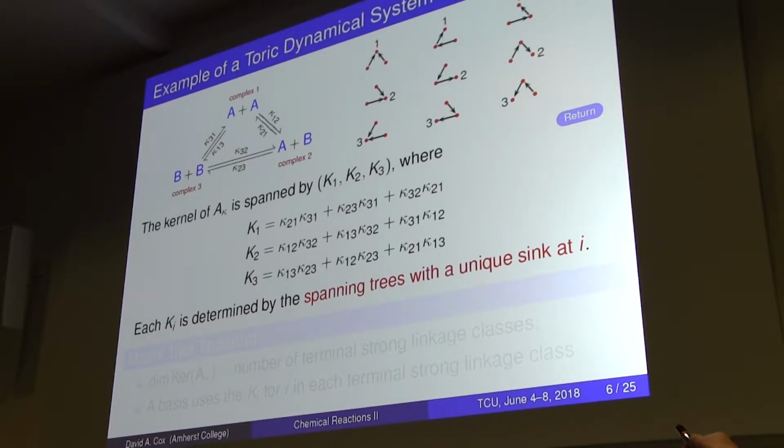So, for example, when I look here, there are actually three spanning trees that have a unique sink in one, because I can have both arrows pointing to one, or an arrow pointing here to one, or an arrow pointing here to one.